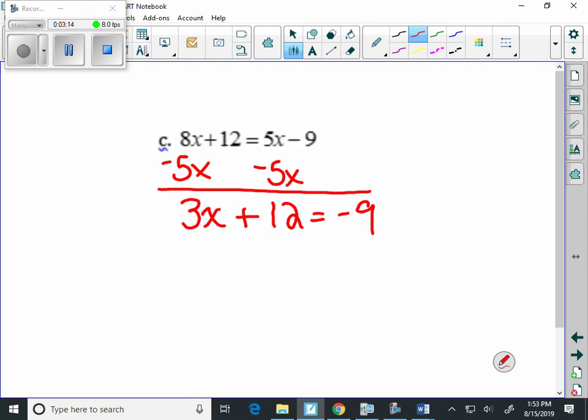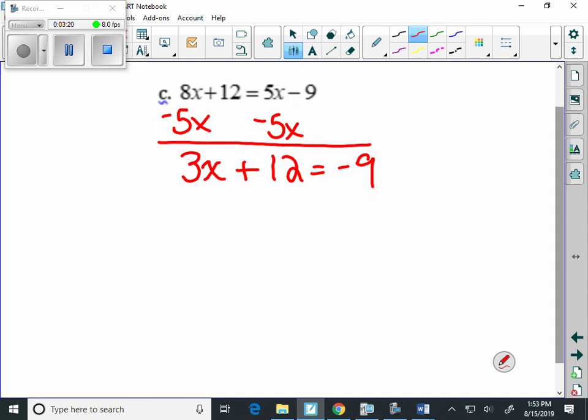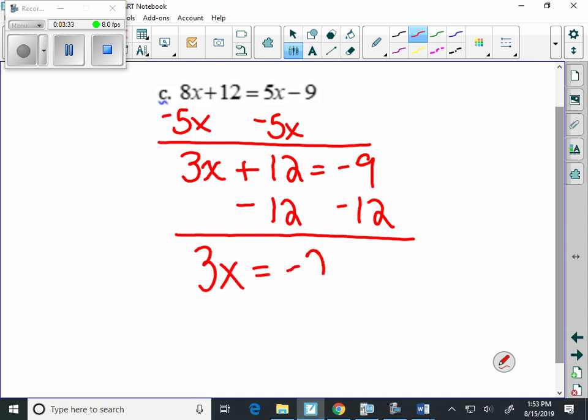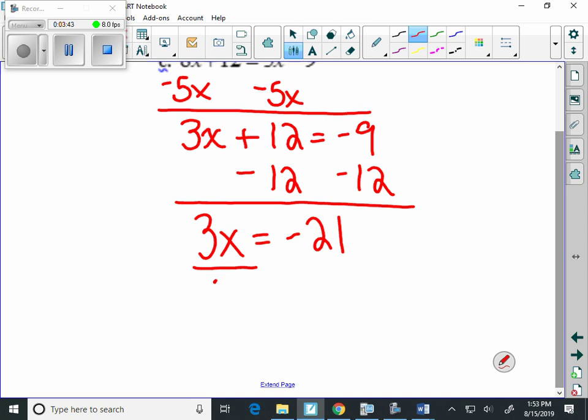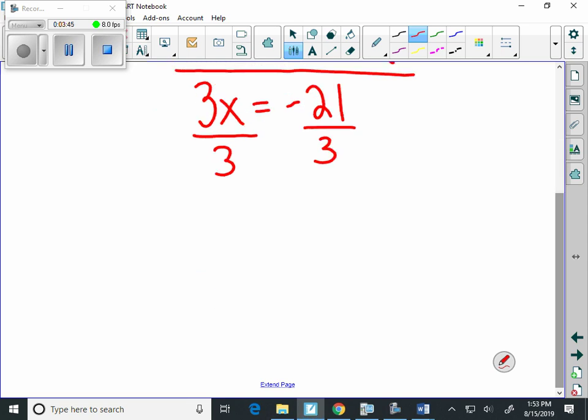Since we moved the letter to the left, we now need to move the number to the right side. So we're going to move this 12 over to the other side. Since it's add 12, we're going to do the opposite, which is to subtract 12. And we end up with 3x equals negative 21. Again, we're going to undo the multiplication. It's 3 times x, so we're going to divide both sides by 3. And when we divide both sides by 3, we get x equals negative 7.